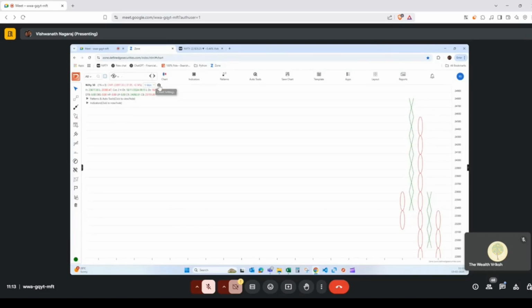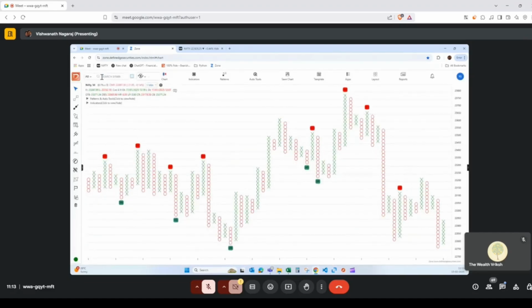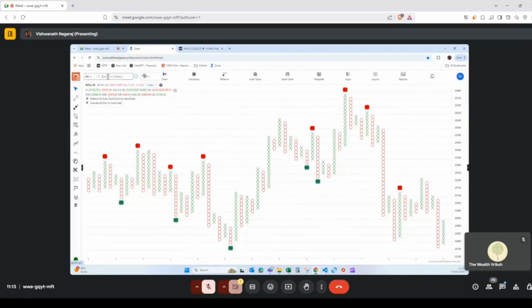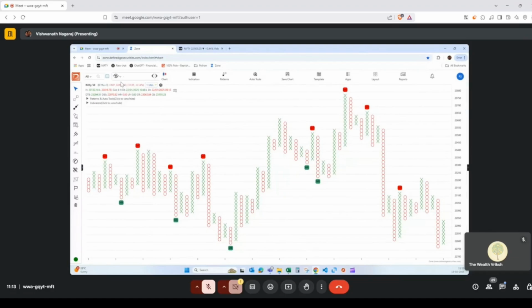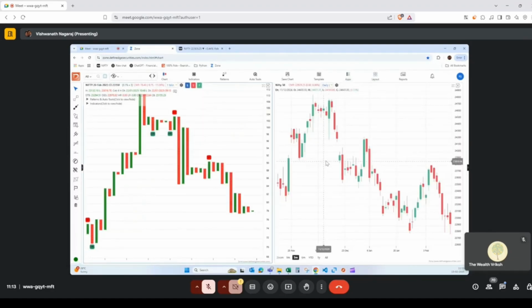Why doesn't this want to come? 1 minute. Okay, this is Nifty. Cool. Let me open what is Nifty's current price now, 23,150. Let me open Nifty 23,150. Anything CE. I'll actually open one more layout.